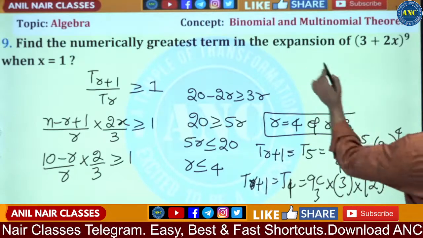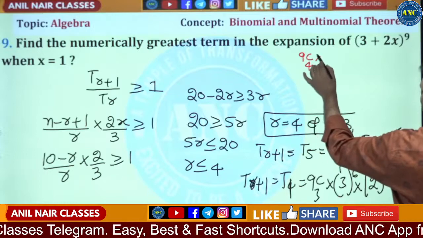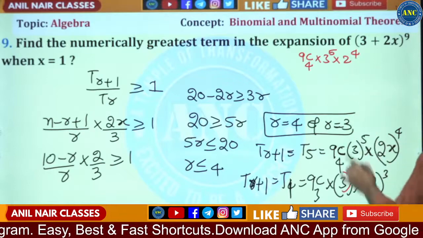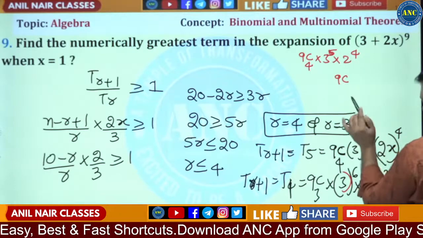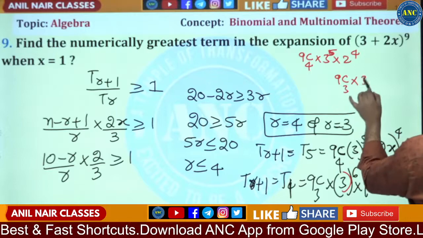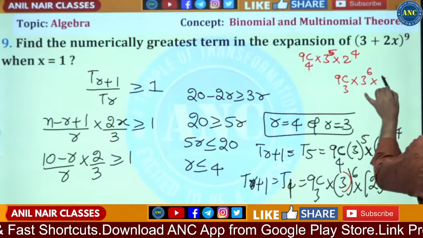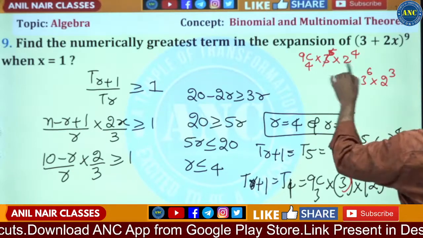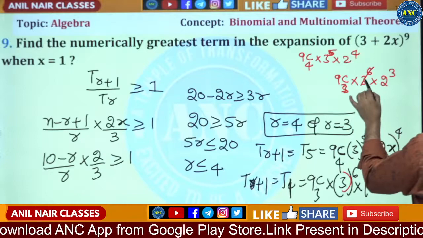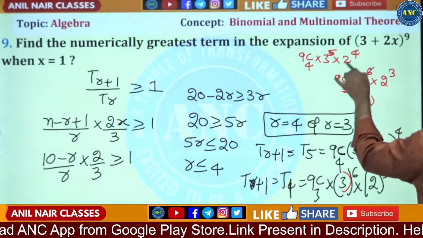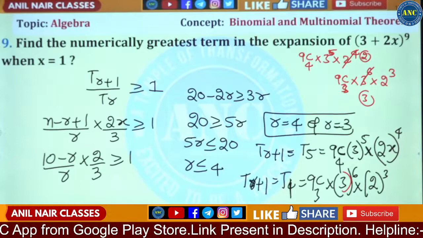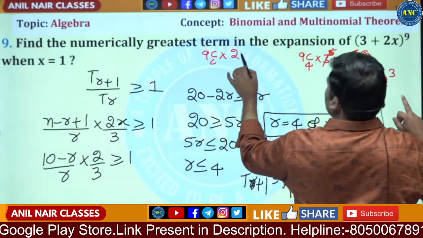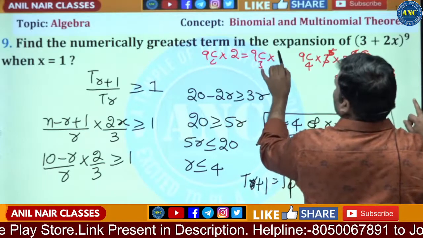Let us do the calculation. 9C4 into 3 power 5 into 2 power 4. What is the next one? 9C3 into 3 power 6 into 2 power 3. So 3 power 5 and 3 power 5 cancel. Another 3 will be there here, and another 2 will be there. That means 9C4 into 2 is equivalent to 9C3 into 3.